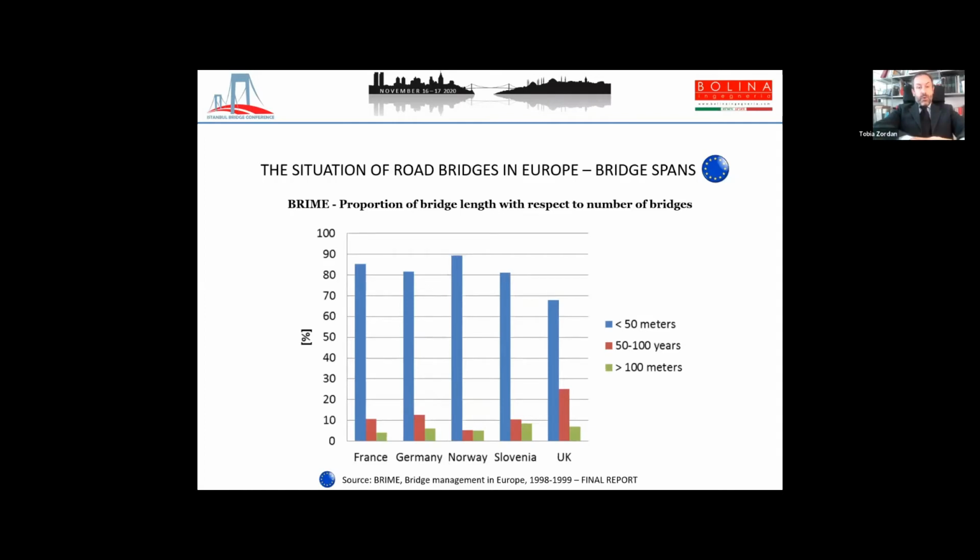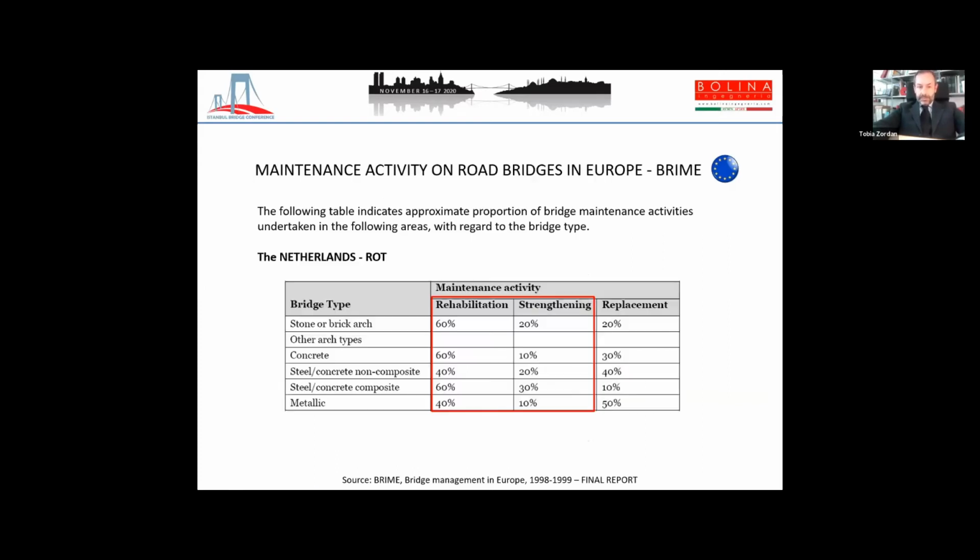And if we consider the span of the bridges that are impacted by this problem, we see that typically for many European countries, spans are small. So we are not talking about big bridges, we are talking about small and medium span conventional bridges, which are almost all the bridges that we have. So we are talking about a huge problem now.